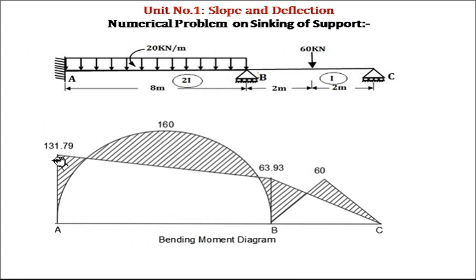So moment in member AB is 131.79, moment in member BA and BC is 63.93. Okay, so here member AB is subjected to a UDL, so the free bending moment will be WL square by 8. Put the value of W as 20, L as 8, and if you solve it, we will get the value 160. Now member BC is subjected to a point load acting at the center, so this value will be equal to WL by 4.